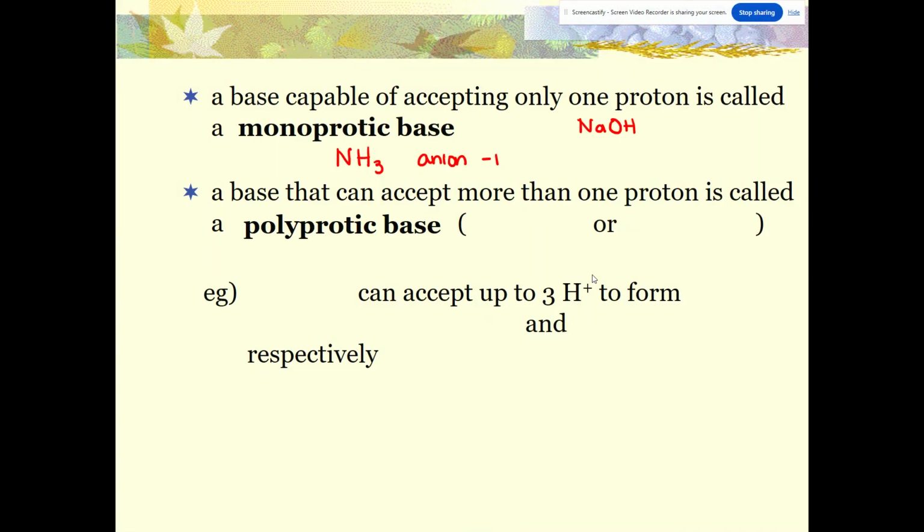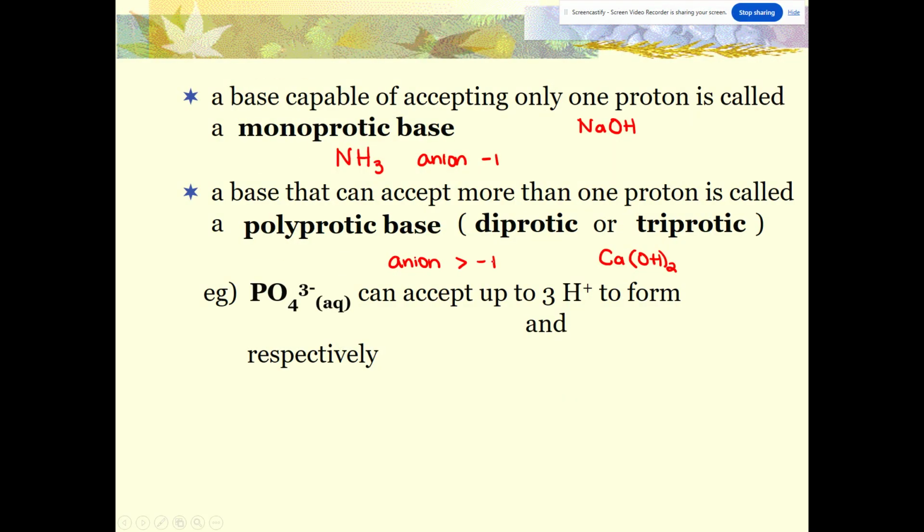Bases, on the other hand, that can accept more than one hydrogen are called polyprotic. So if it's an ionic hydroxide, it's polyprotic if it has 2 or more hydroxide ions in it, or as an anion if it has a negative charge greater than -1. So let's say we have PO4 3 negative. That is a triprotic base because it can accept up to 3 hydrogens, forming at first HPO4 2 minus, then H2PO4 minus, until it accepts the third to make H3PO4.